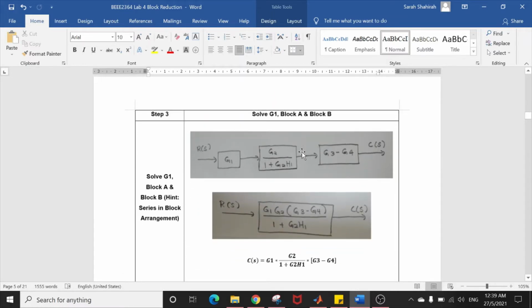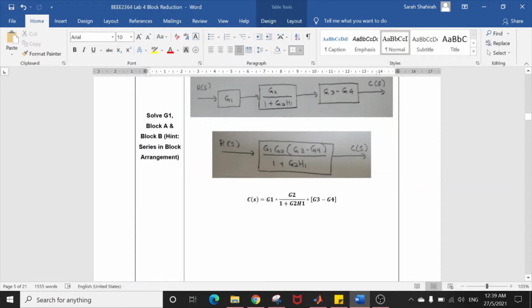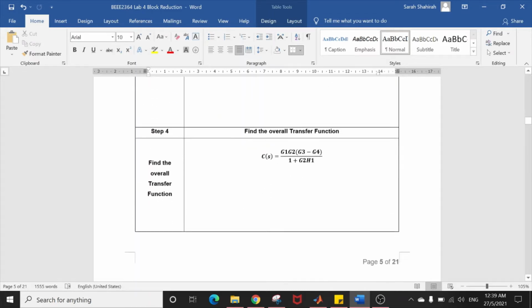And then this is the answer for G1, block 2, and block 3. We series all the blocks and get the result of G1, G2, G3 minus G4 over 1 plus G2 H1. And then this is the transfer function for the block reduction.